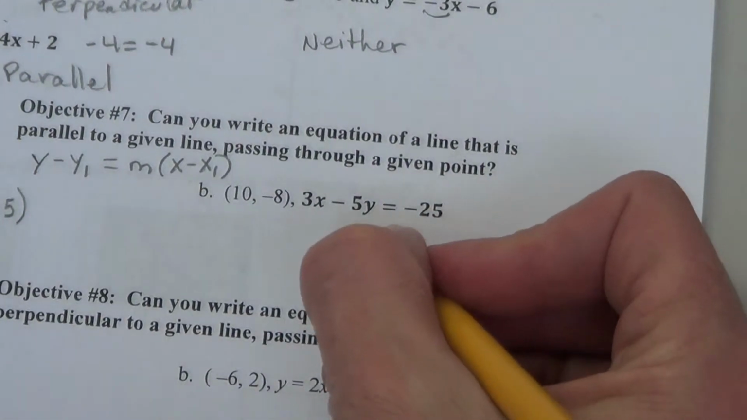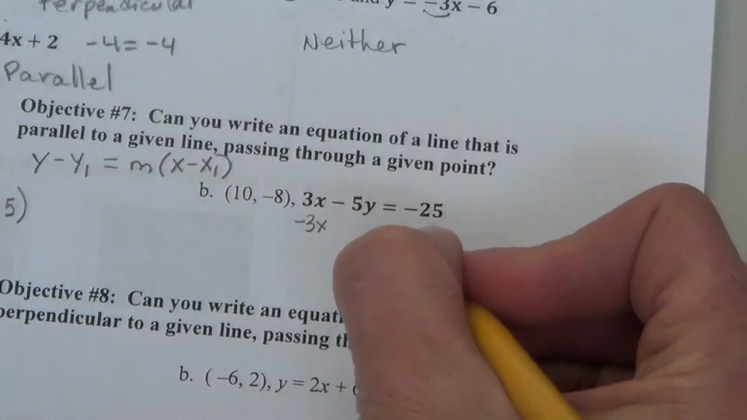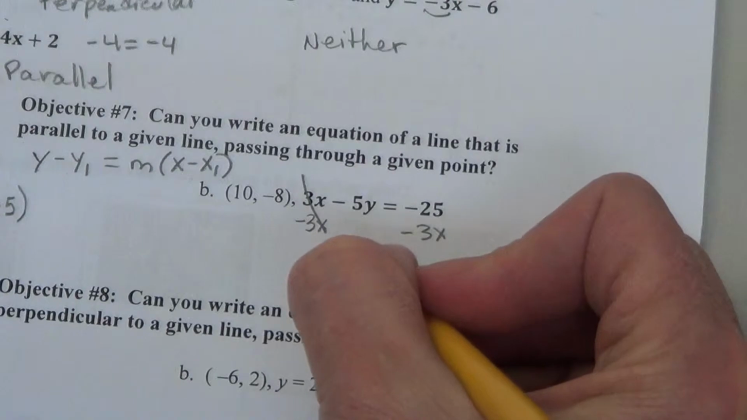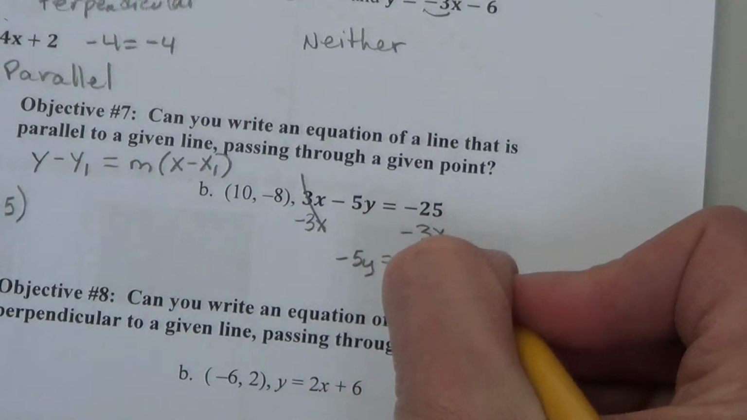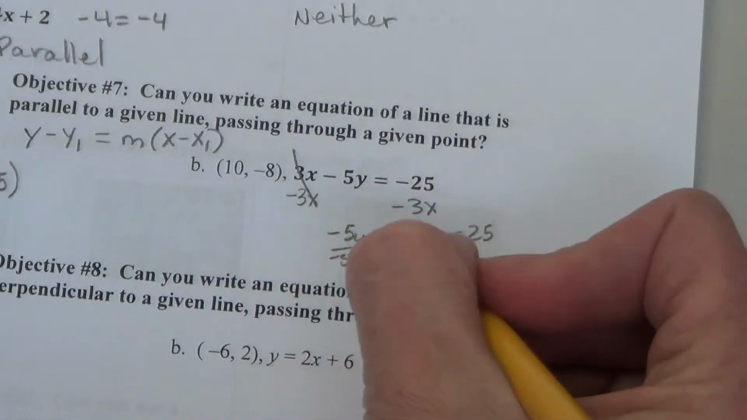On this one, we have to get the y alone in order to find the slope, so we subtract 3x from each side. Negative 5y equals negative 3x minus 25. Divide by negative 5.